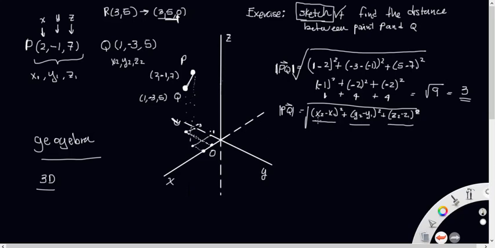Okay, so keep this in mind, and don't forget to memorize this formula, and this is the way to sketch points in a three-dimensional space and how to calculate the distance.